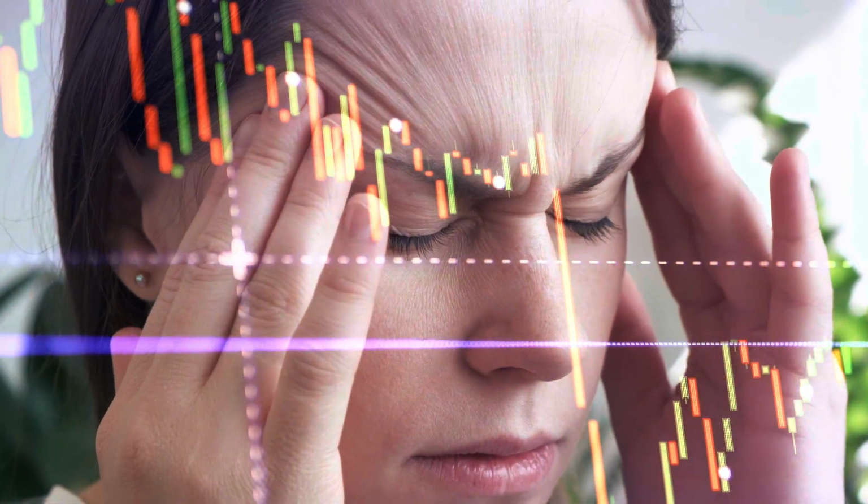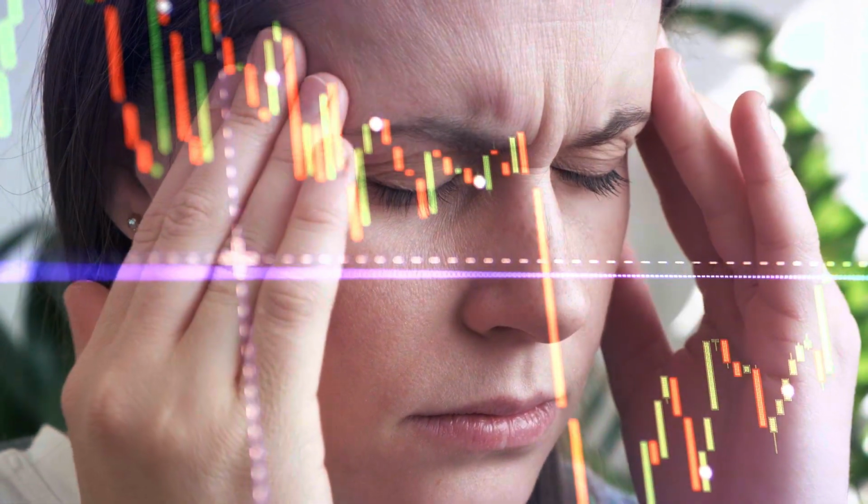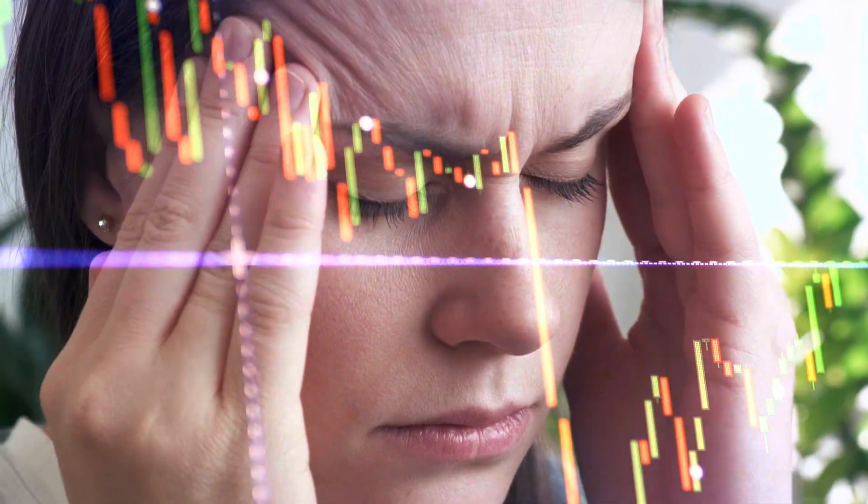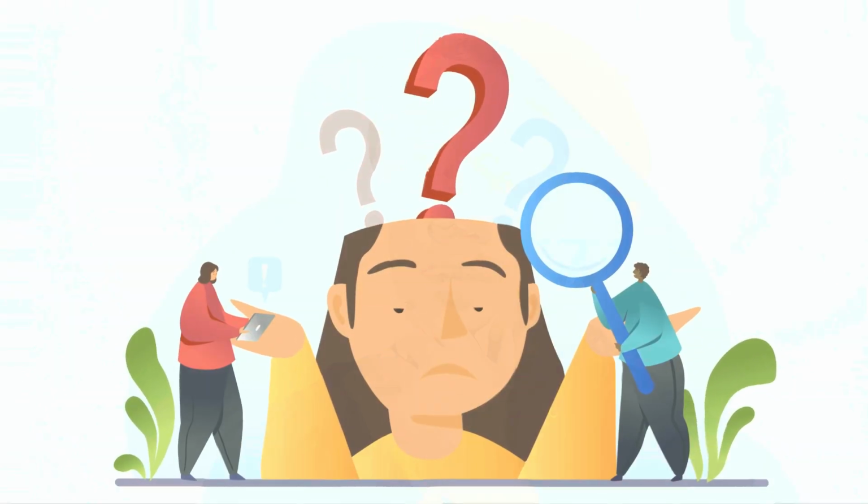Alright, let's talk about one of the worst feelings in trading. Staring at the chart, seeing the price move, and having absolutely no idea if you should get in, get out, or just stay away. You're paralyzed by guesswork. What if you could strip away all that noise and confusion?